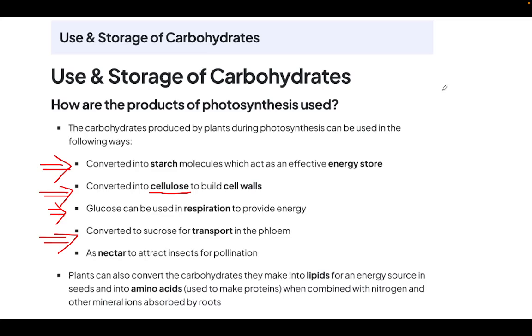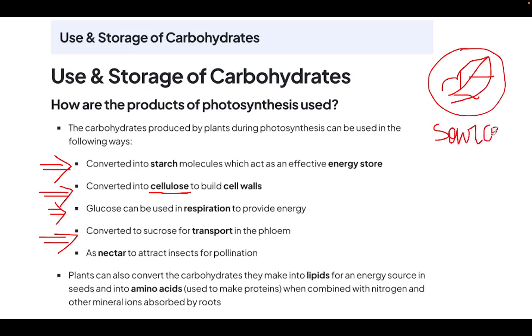And I told you it comes from the leaf. It can come from the leaf and go all the way to the roots. Means the leaf at that time is the source. There is something that we call the source. And this glucose will be sent, for example, to the roots, which is the sink.